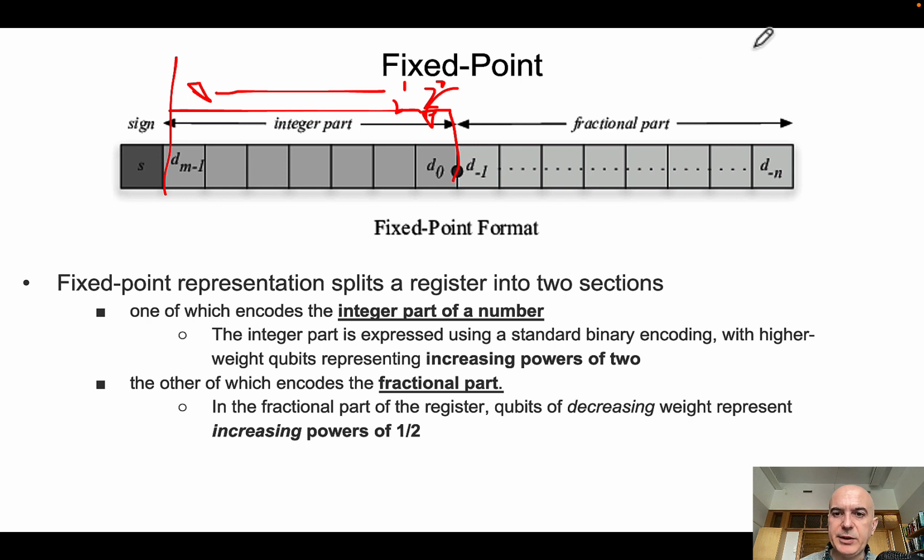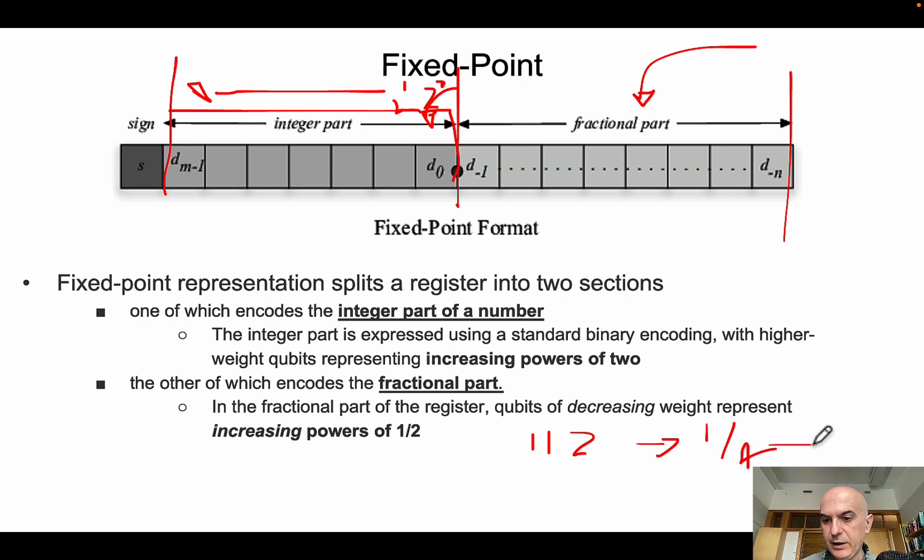The second part, which is really the novelty of the fixed point representation, is to encode the fractional part using qubits. In the fractional part of the register, which is this one, qubits of decreasing weight represent increasing powers of 1/2. Right? So we're going to have 1/2, and then 1/4, and then 1/8, and so forth.